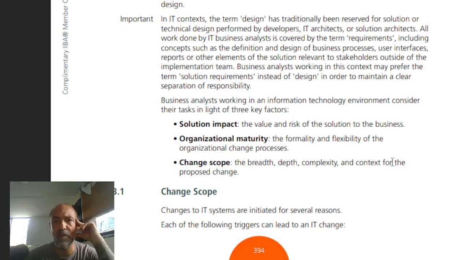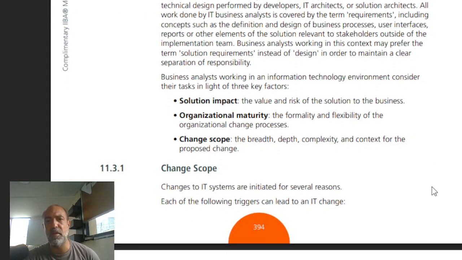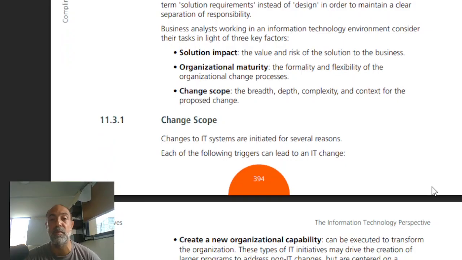In an IT context, the term design has traditionally been reserved for technical design performed by developers, IT architects, or solution architects. All work done by business analysts is covered by the term requirements, including concepts such as definition and design of business processes, user interfaces, reports, or other elements of the solution relevant to stakeholders outside of the implementation team. Business analysts working in this context may refer to the term solution requirements instead of design in order to maintain clear separation of responsibility.